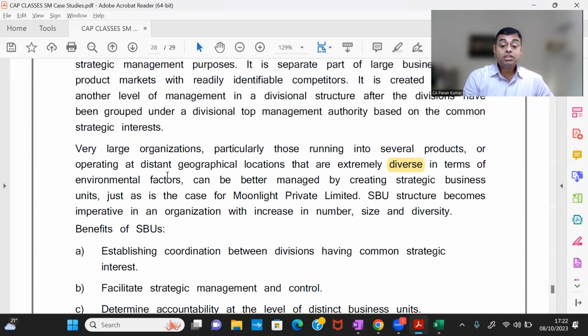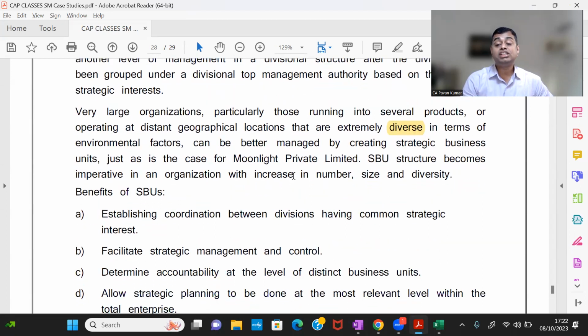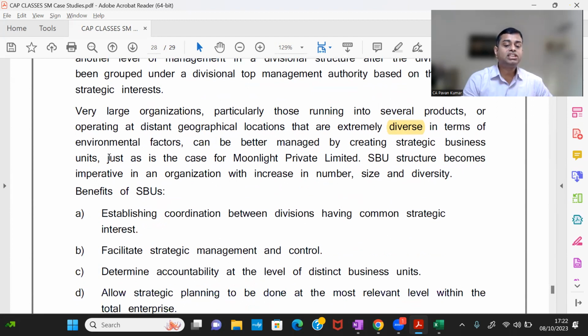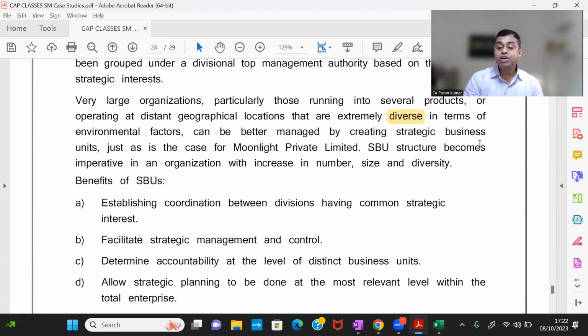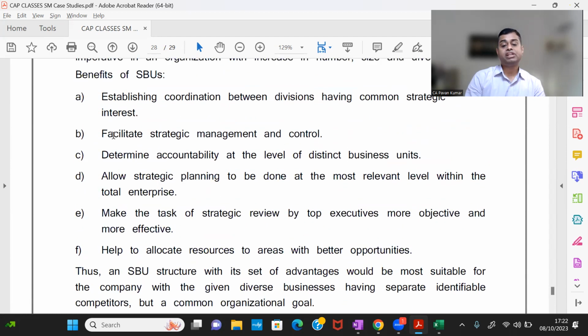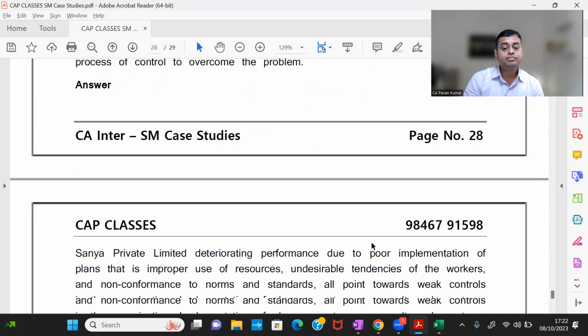Okay. So, geographical locations that are extremely diverse in terms of environmental factors can be better managed by creating strategic business units, just as is the case of Moonlight Private Limited. SBU structure becomes imperative in an organization with increase in number, size, and diversity. And they have given benefits. What are the benefits of SBU they have given? This is again a normal question. Theory. No connection with this case study.